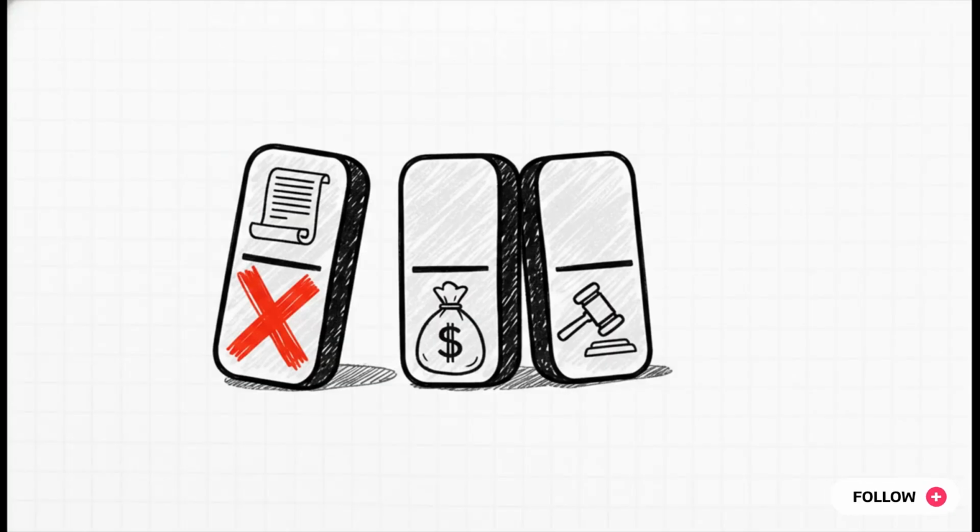Look, if you remember only one thing from this entire explainer, make it this. It's as simple as an equation. No scheduled offense means there are no proceeds of crime. And if there are no proceeds of crime, there is absolutely positively no money laundering case. It's the starting gun for the whole race. If that gun doesn't fire, nobody's going anywhere.